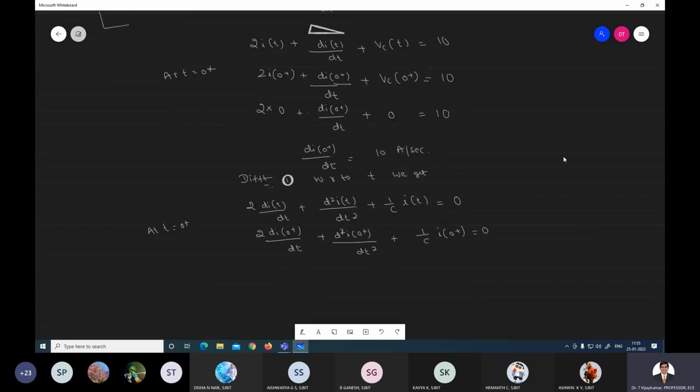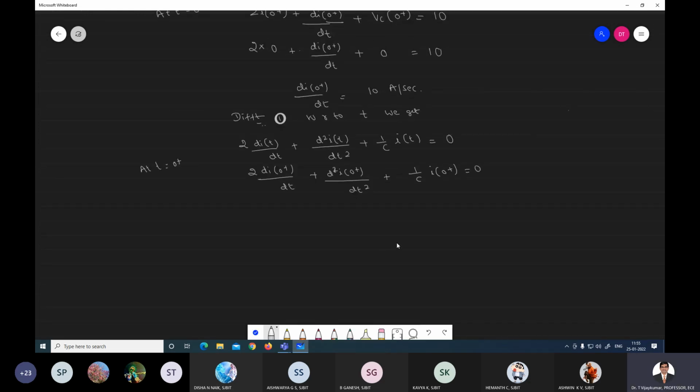Substitute the values. This is 2 into 10 plus d²i(0+)/dt². i(0+) is 0, therefore that term becomes 0. Therefore d²i(0+)/dt² is equal to minus 20 amps per second squared.